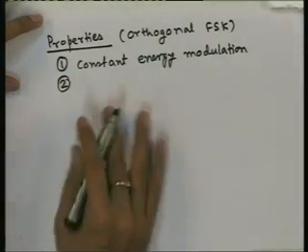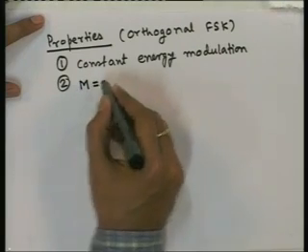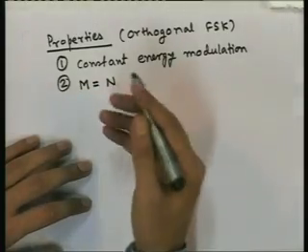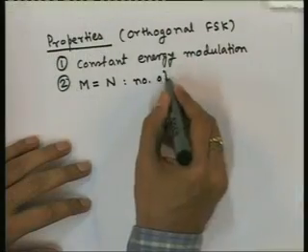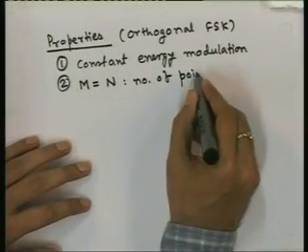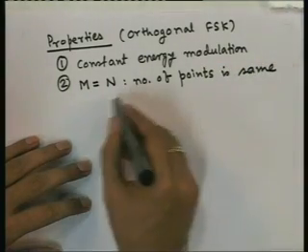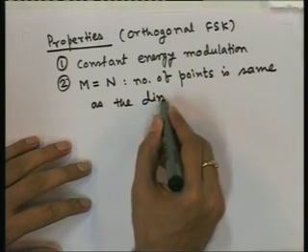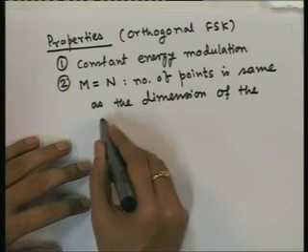Second, the number of points m is the same as the dimension of the signal space, that is the dimension of the span of the signals. So, the number of signal points is the same as the dimension of the signal space.